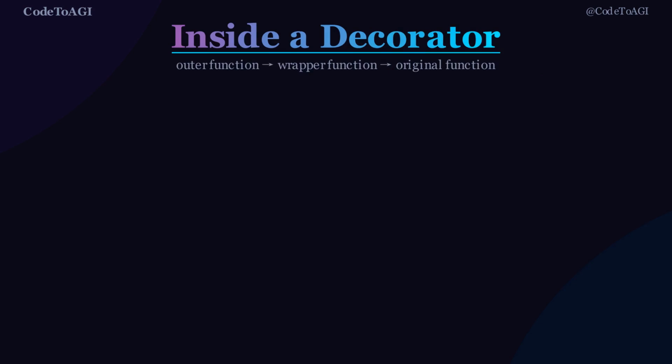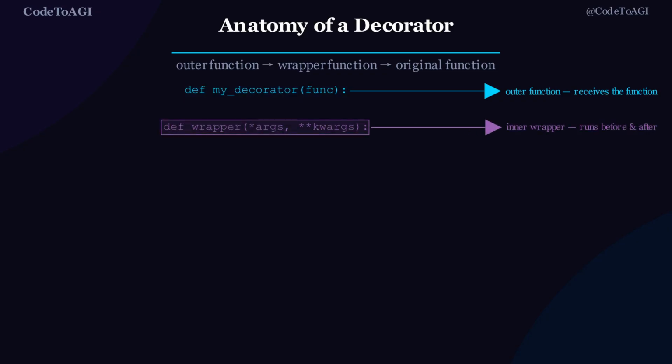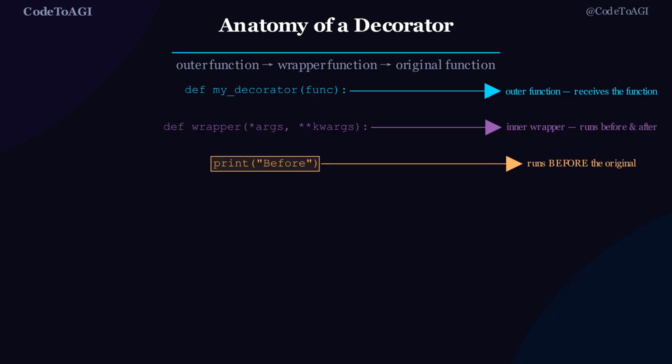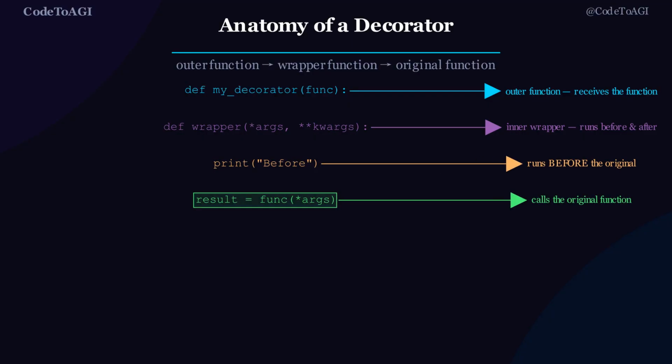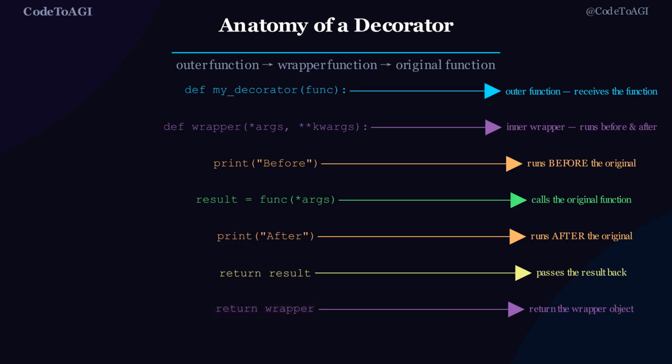Every decorator has exactly 3 layers. Layer 1, the outer function. It receives the original function as an argument. This is what the @ syntax calls. Layer 2, the wrapper function inside. This is the new function that will replace the original. It runs your extra code before and after. Layer 3, the original function call inside the wrapper. The wrapper calls func(*args) and stores the result. Finally, the outer function returns the wrapper, not the result, the wrapper itself. This is the tricky part most beginners miss. You return the wrapper object. Python stores it as the new version of the function.